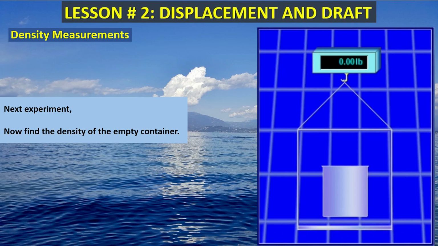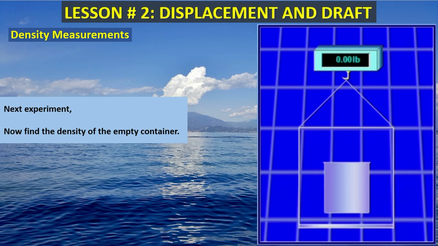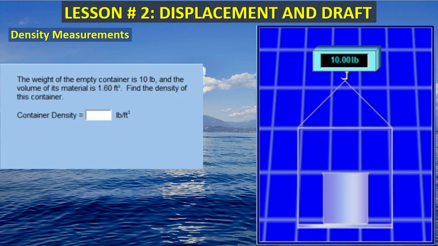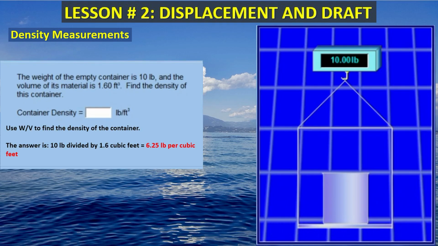Next experiment, now find the density of the empty container. The weight of the empty container is 10 pounds, and the volume of its material is 1.6 cubic feet. Find the density of this container. Use W divided by V to find the density of the container. The answer is 10 pounds divided by 1.6 cubic feet equals 6.25 pounds per cubic foot.